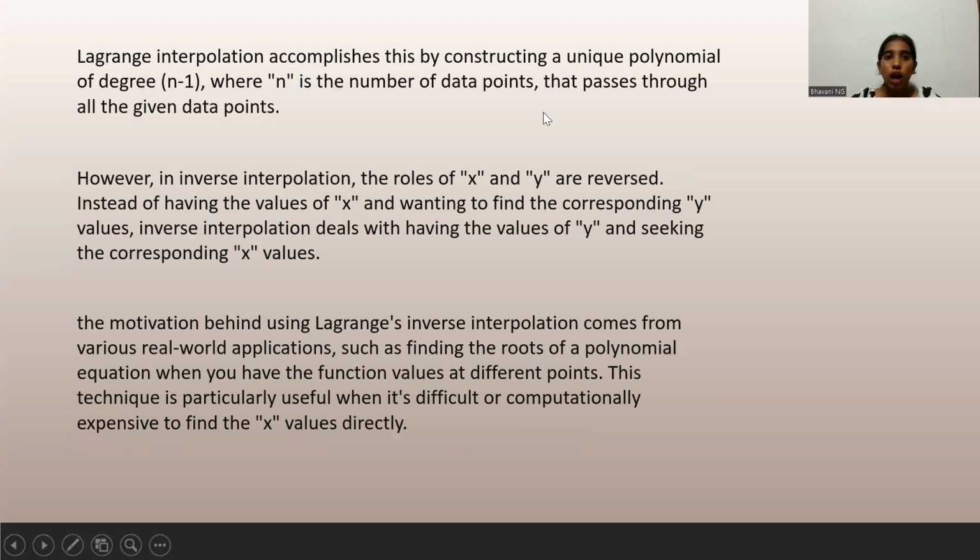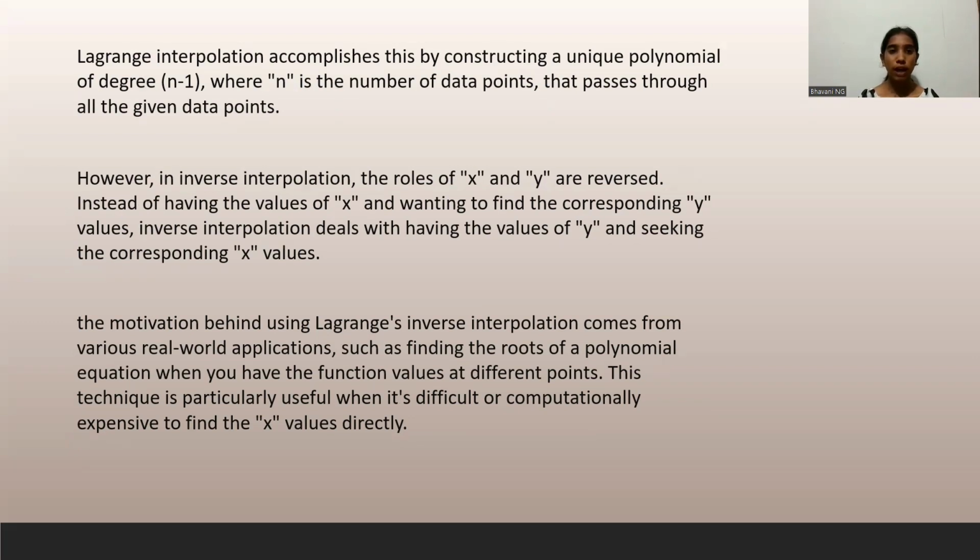Lagrange's interpolation accomplishes this by constructing a unique polynomial of degree n minus 1, where n is the number of data points, that passes through all the given data points. However, in inverse interpolation, the roles of x and y are reversed. Instead of having the values of x and wanting to find the corresponding y values, inverse interpolation deals with having the values of y and seeking the corresponding x values.